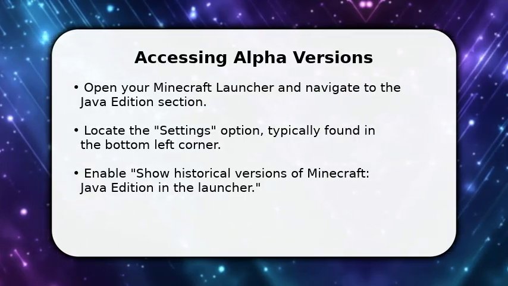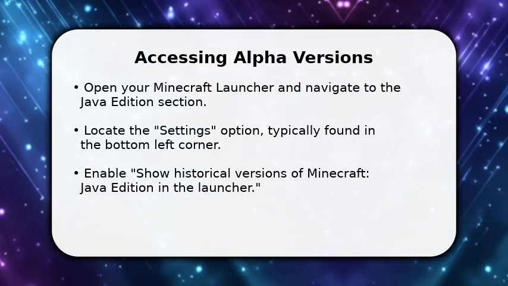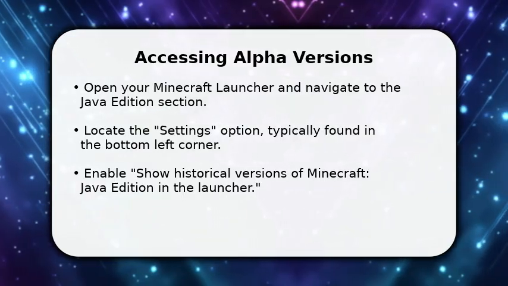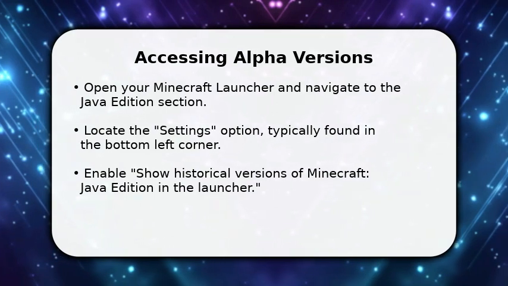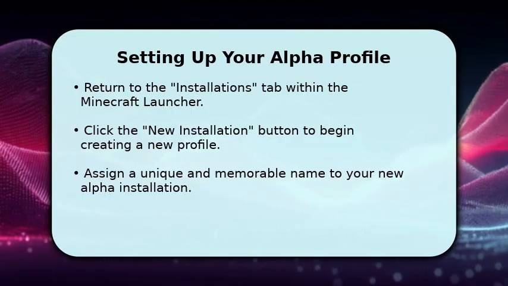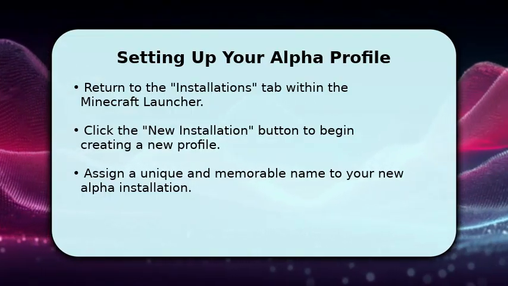Here, you will find an important checkbox labeled Show Historical Versions of Minecraft, Java Edition in the launcher. Make sure to enable this option to unlock older game versions. Now that historical versions are visible, head back to the Installations tab at the top of your launcher.